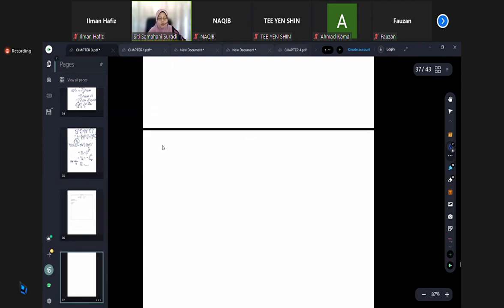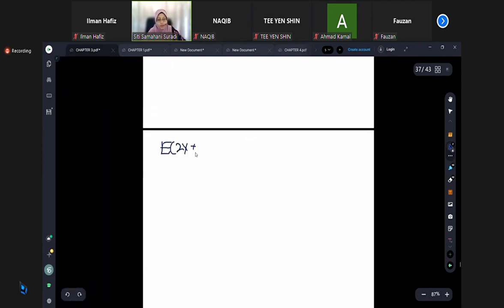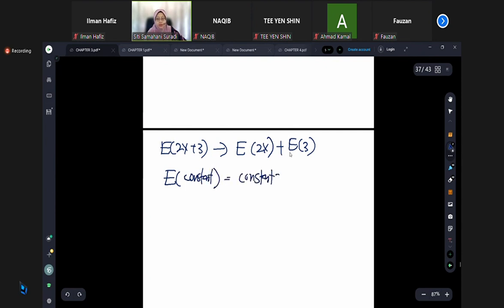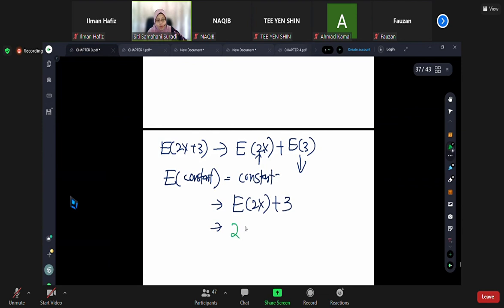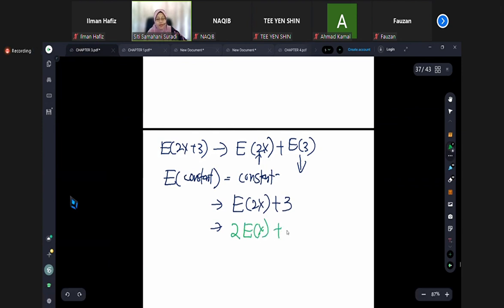Let's say E of 2x plus 3. That means you need to split it into E of 2x plus E of 3. What did I say earlier? If E of a constant, that means equal to the constant. Then E of 2x, this 2 is a constant, so you need to consider it as 2 times E(X) plus 3. Get it?